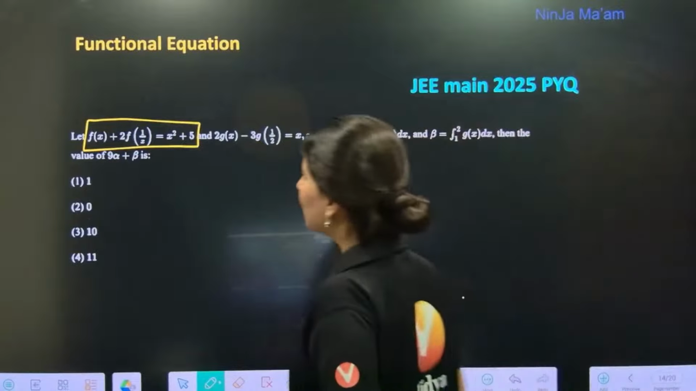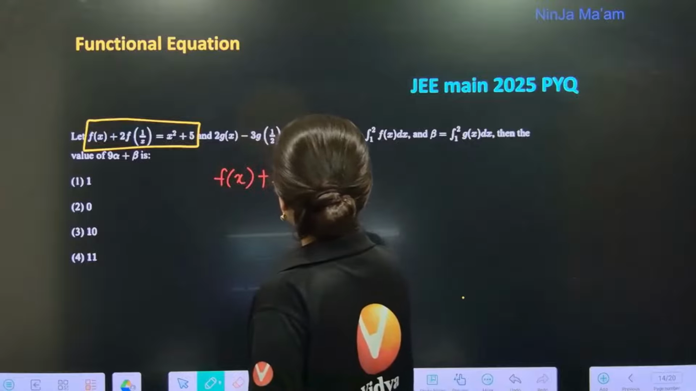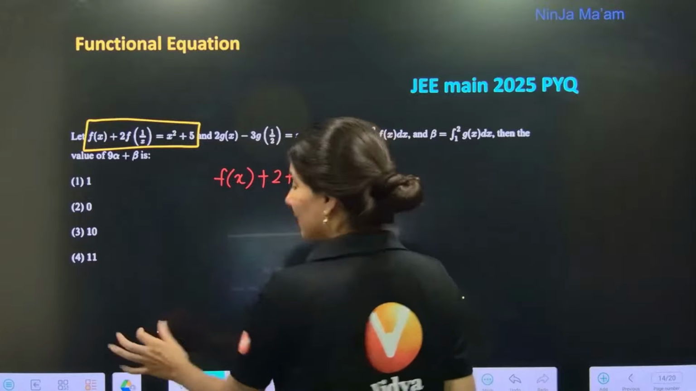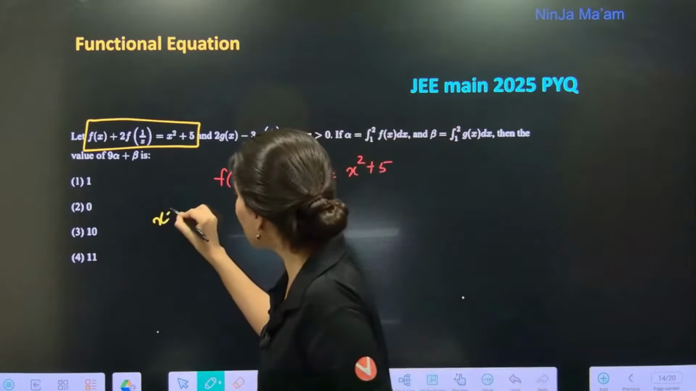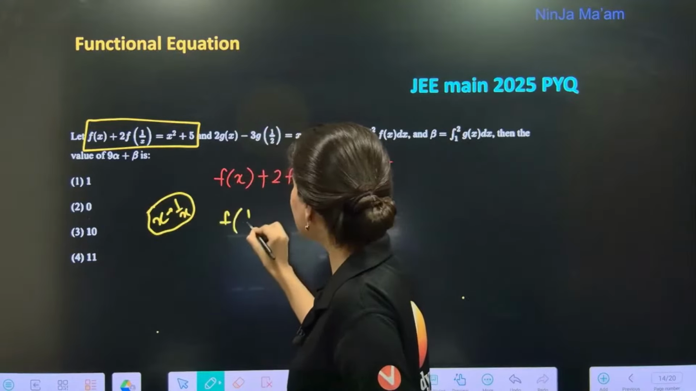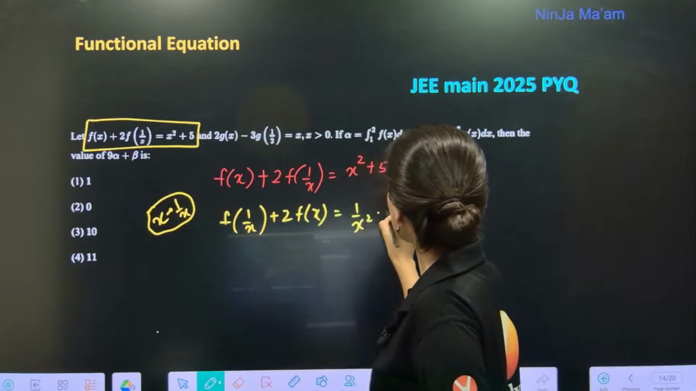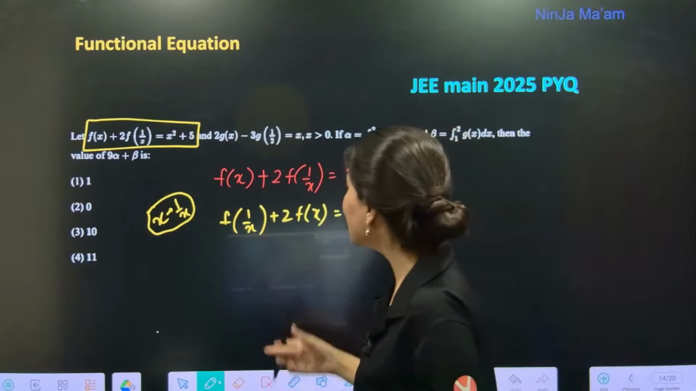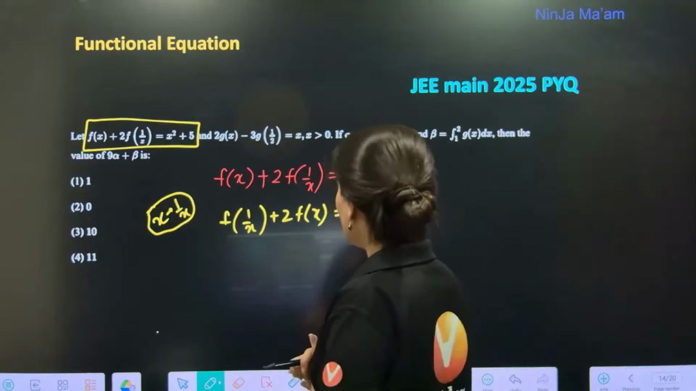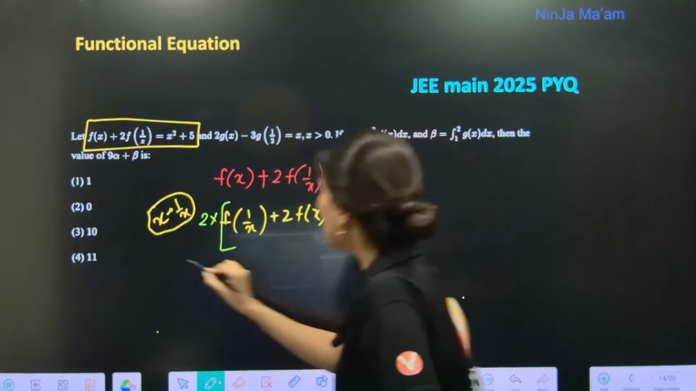So what you have to do is, f of x you keep right here, plus 2f of 1 by x, and this is x square plus 5. And in the next step, this is a set method, replace x by 1 by x. So f of 1 by x plus 2f of x is equal to 1 by x square plus 5. Now you have to eliminate f of 1 by x. How will you do that? To eliminate f of 1 by x, just multiply the full equation by 2 and then subtract.